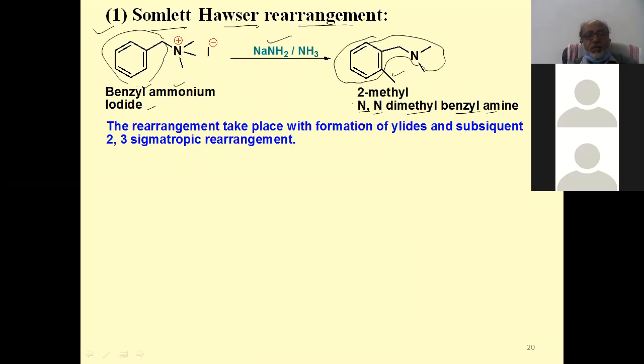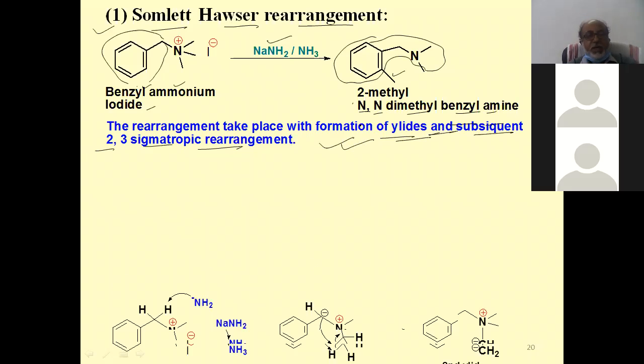This rearrangement takes place with the formation of ylide. This ylide is formed, and then there is a subsequent 2,3-sigmatropic rearrangement that has happened here. So let us see its mechanism.